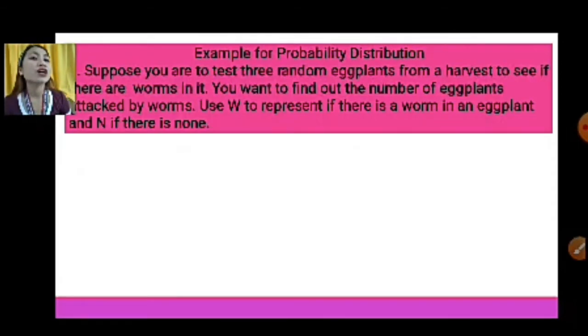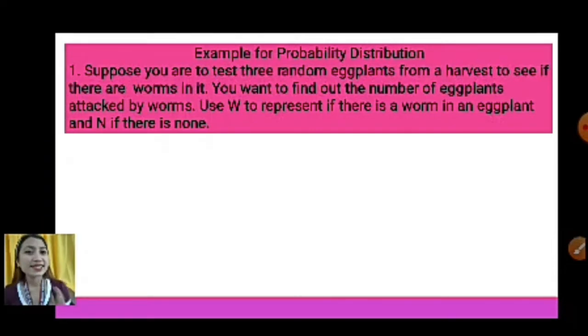So, examples for probability distribution. This time, number 1 example. I hope you are ready for this example, students. For number 1, just read what I am reading also. This is the question. Suppose you are to test 3 random eggplants from a harvest to see if there are worms in them.